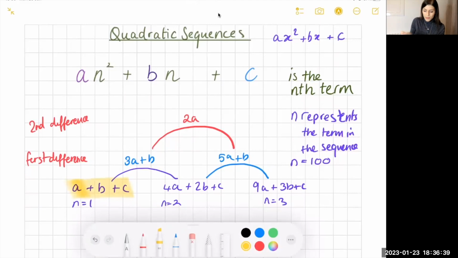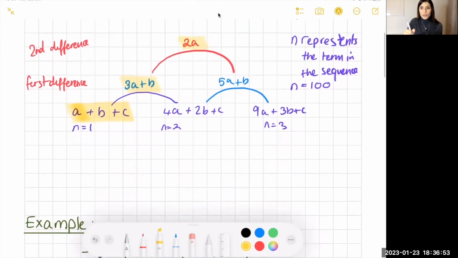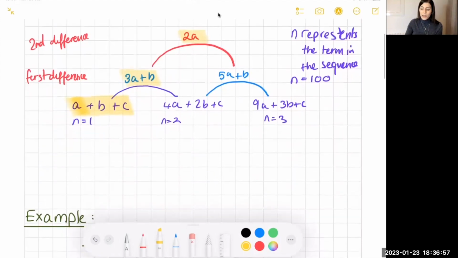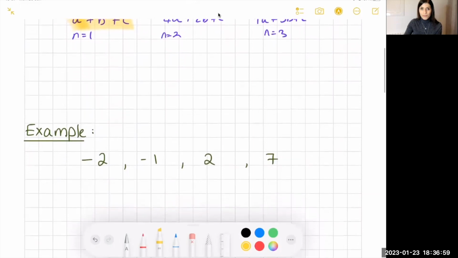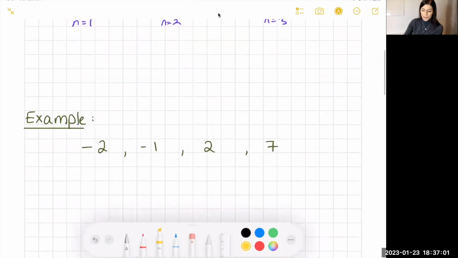Okay, so that's really important here. The first difference you label as 3a plus b, and the second difference as 2a. I've shown you where these equations come from. You do not need to remember how to do this, but these three equations that I've highlighted are what you need to remember. So how do we use these? I'm going to show you in this example here.